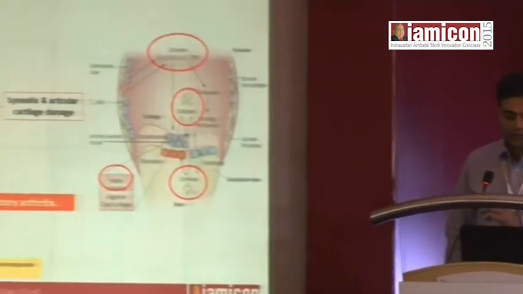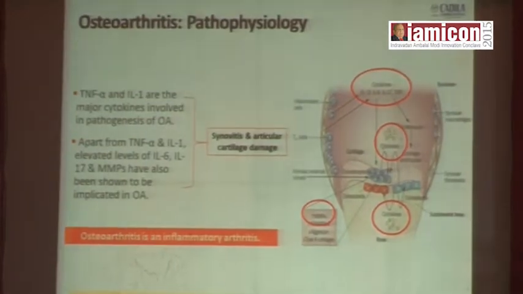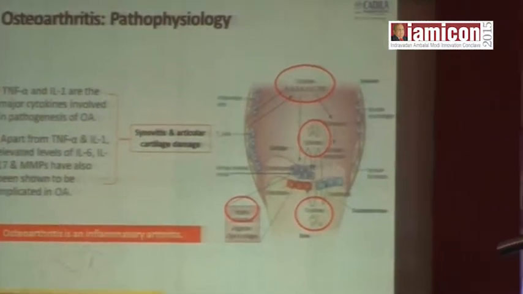The osteoarthritis pathophysiology also has the ingredients of tumor necrosis factor and the interleukins, and also the levels of the metalloproteinases, and this leads to, again, articular cartilage damage and synovitis. So osteoarthritis is basically an inflammatory arthritis, and that is what has been studied in many papers.